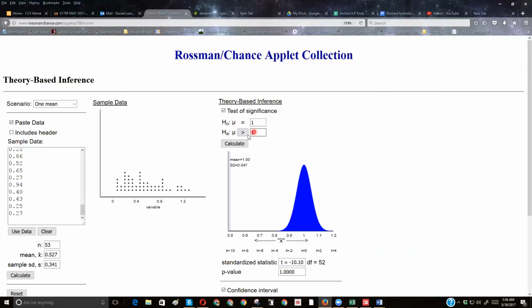And then here's the claim that the amount of mercury in fish is higher than that. And I let it paste in the data. It told me that the sample mean was 0.5. So if we look at the p-value, the sample mean was way down here, or these are t-scores. I guess I don't know quite what this graph is showing me.